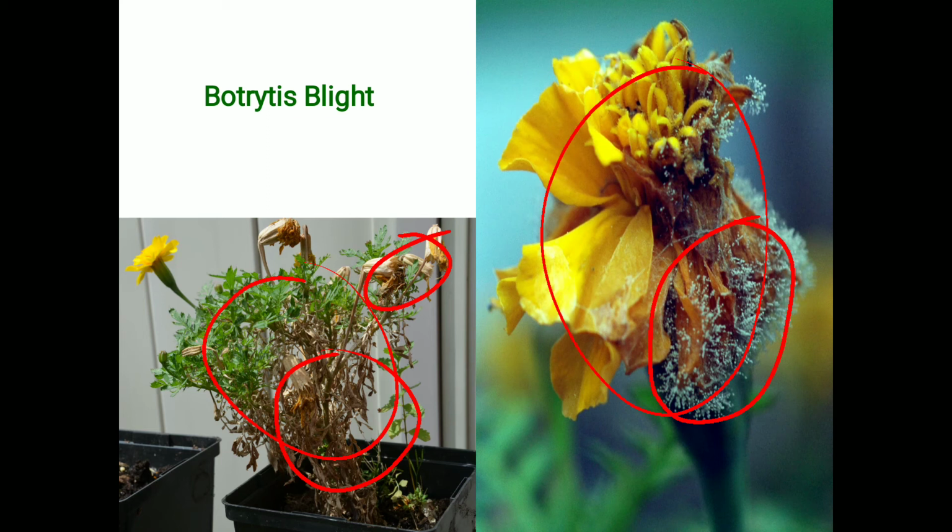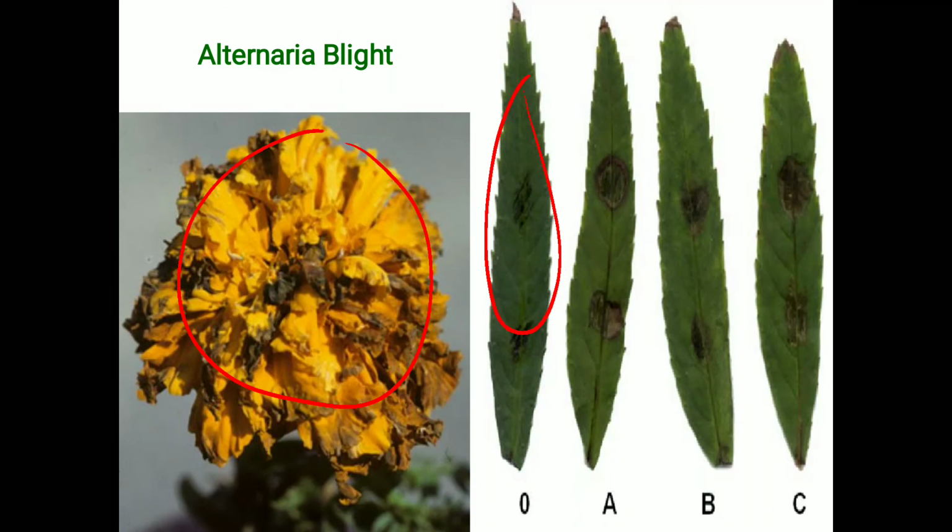The next disease is called Alternaria blight. Alternaria blight is caused by the fungus Alternaria tagetica. Regarding symptoms, in Marathi it is called karpa. At the initial stage, small blackish brown lesions or spots are observed on the leaves. Later on they become irregular and cover a large area.